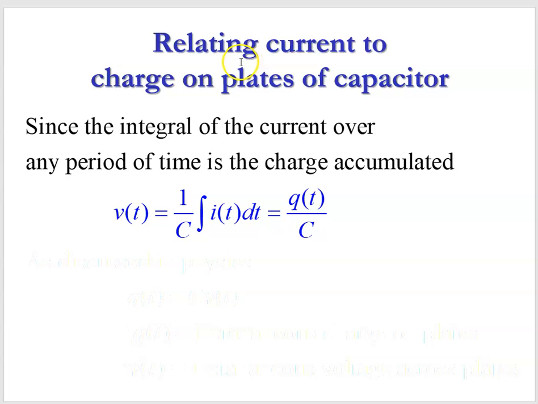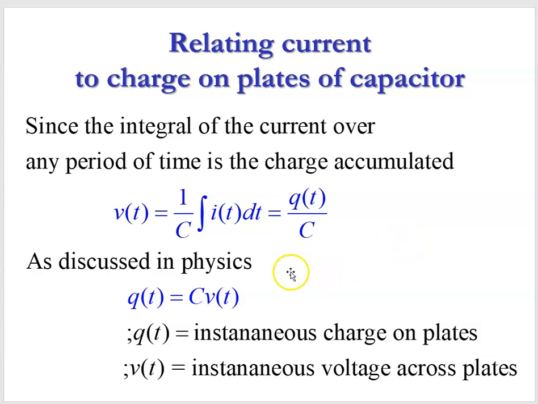If we're relating current to the charge on the capacitor plates, since the integral of current over any period of time is the charge accumulated, our charge is the integral of I dt. Charge divided by capacitance is what our voltage is. As discussed in physics, Q is equal to CV, and again we're just using Q as a function of time.